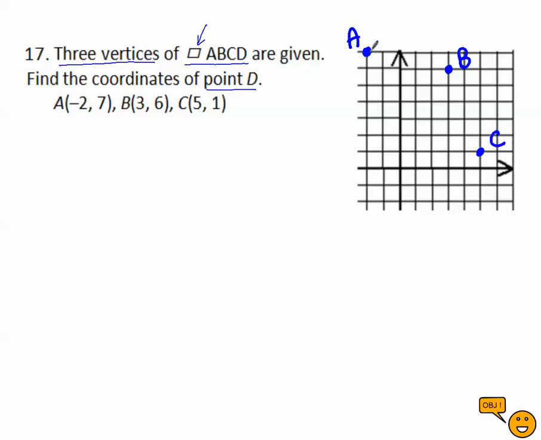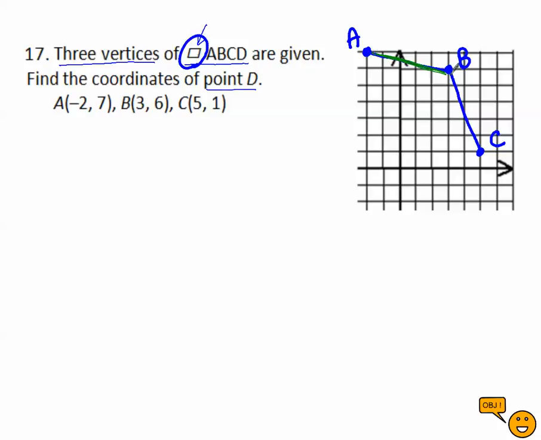Let's connect the first 3 points. A to B to C, and C to I don't know where. Well, remember about a parallelogram is that the opposite sides are parallel. Think about what we just did. We counted slope. So AB, this side right here, should be going in the same direction as the side that connects with C. So let's count how this one looks.